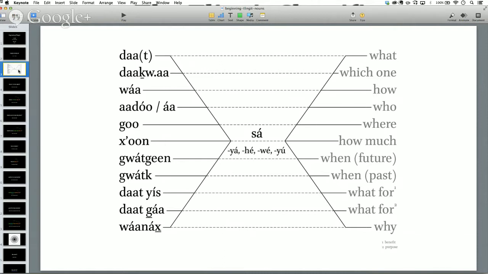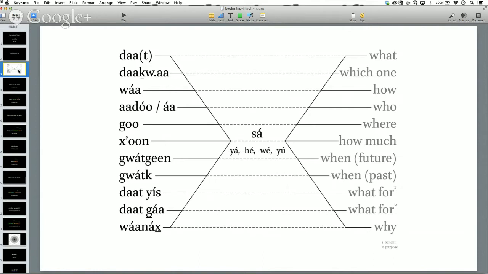Gusu. Gusu. Where? Kunsa. Kunsa. How much? Kwetkinsa. Kwetkinsa. When? In the future. Quatksa. Quatksa. When, in the past. Dot yissa. Dot yissa.